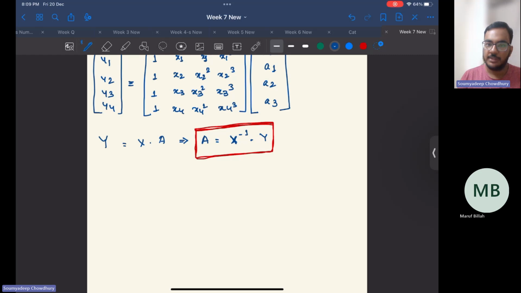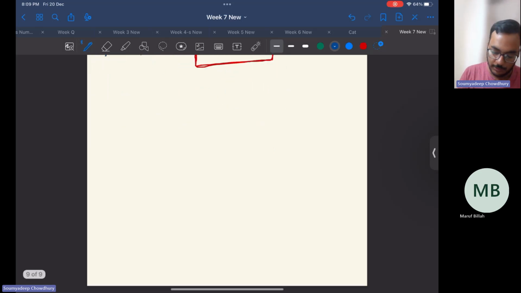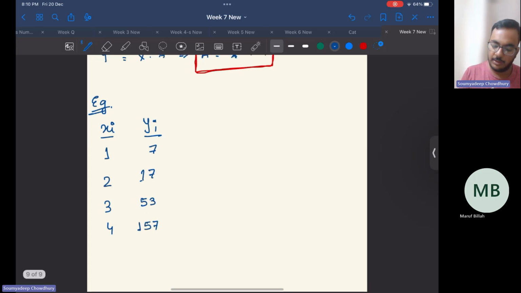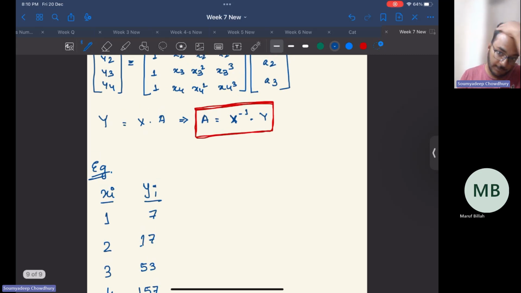So this was using the matrix approach, and now I'll show you one example of solving this, and then we'll move to Lagrange polynomial. So one numerical example. You have a set of x and y values: x is 1, 2, 3, 4, and y is 7, 17, 53, and 157. We'll be using Newton's difference formula, so we need the differences.